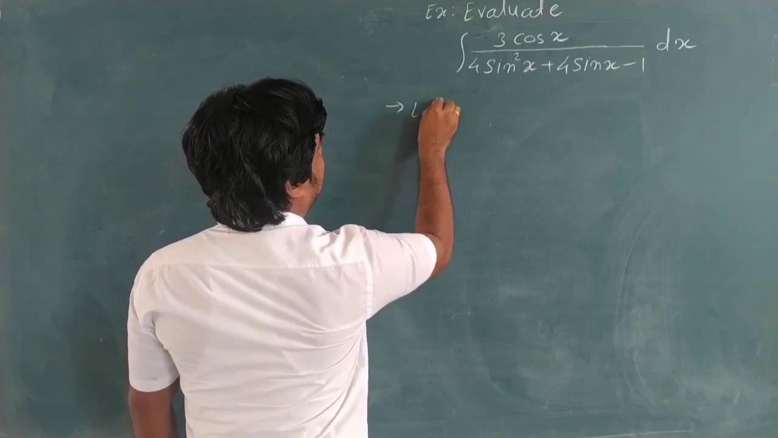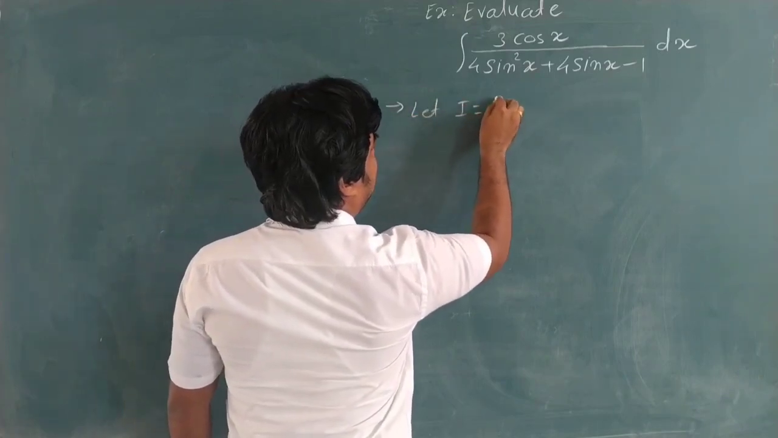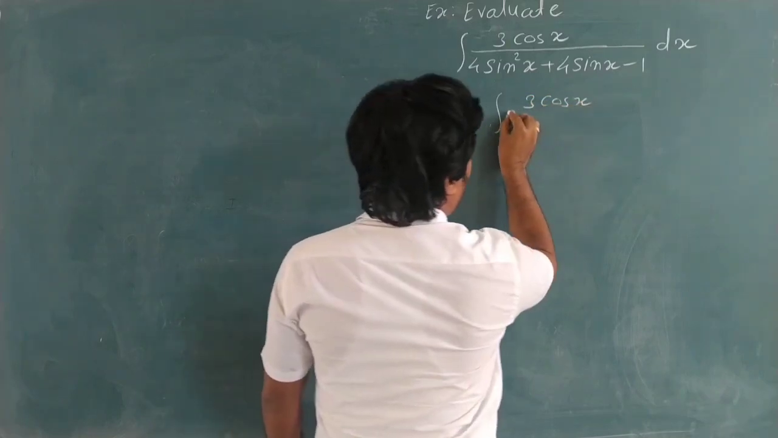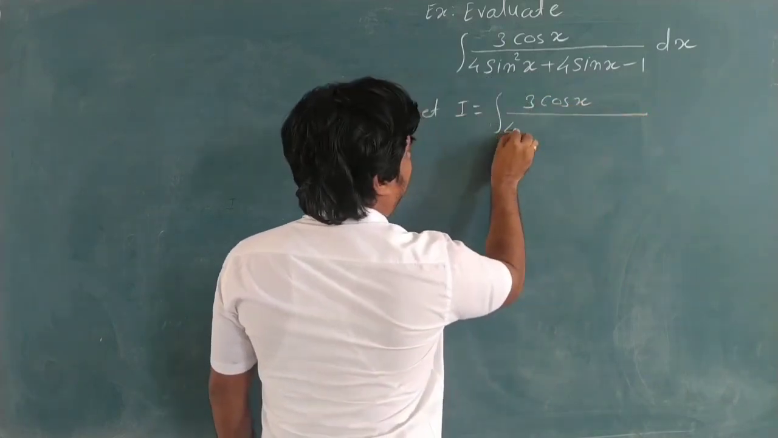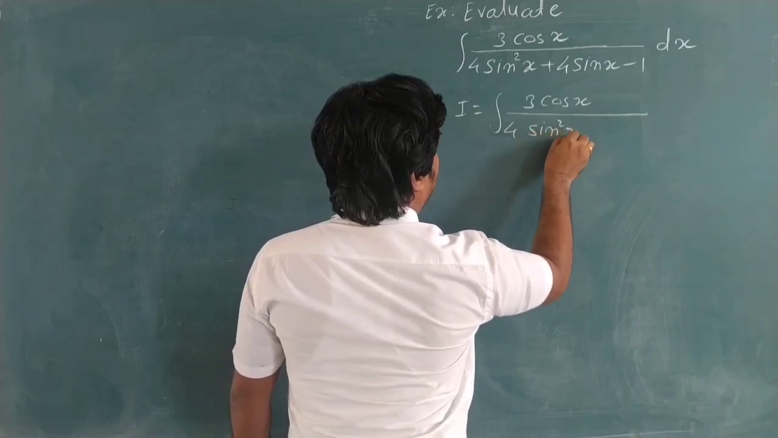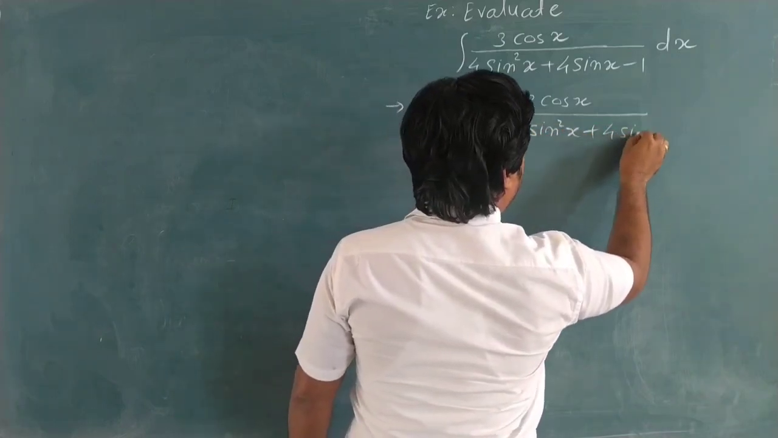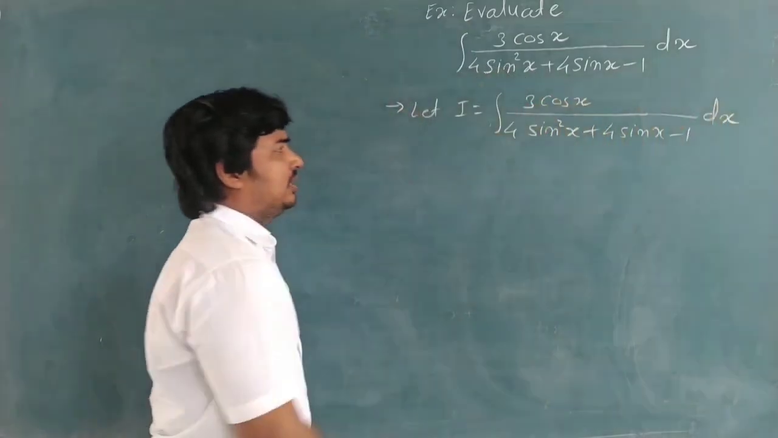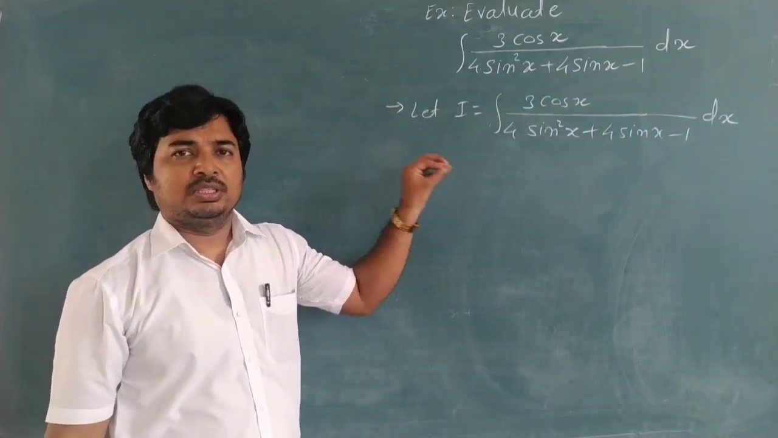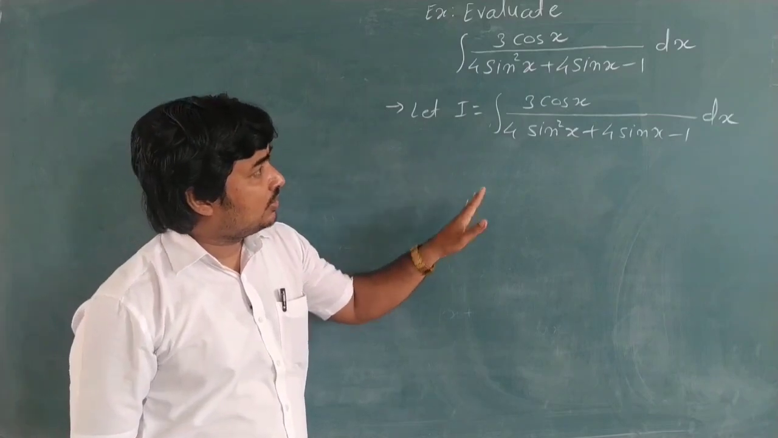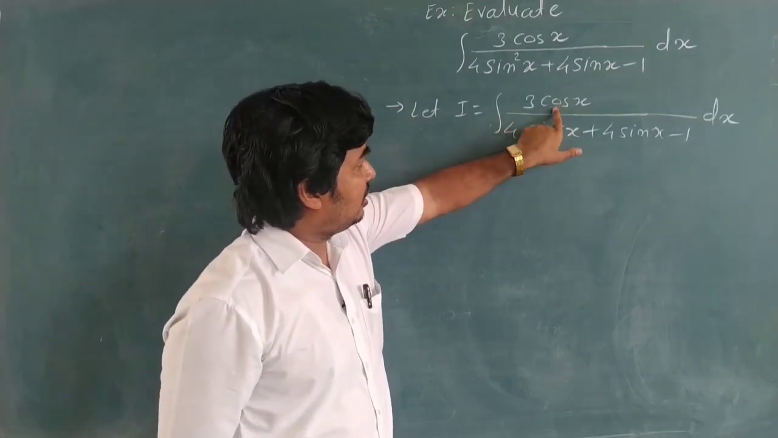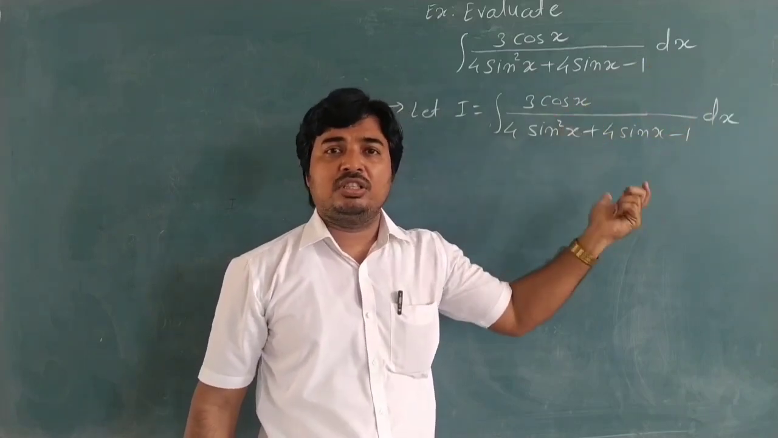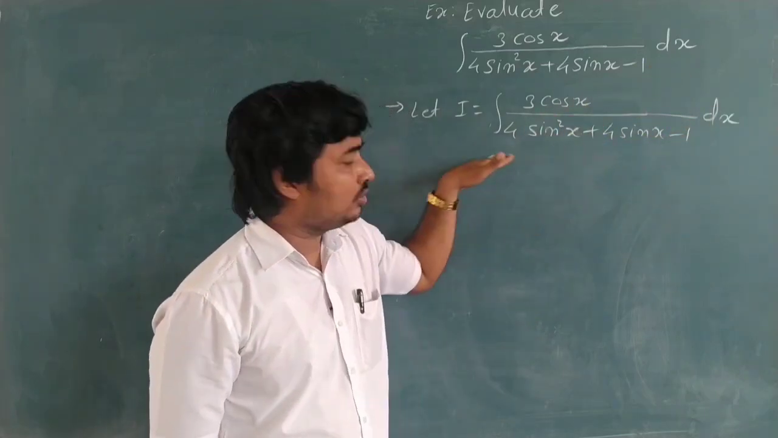Now here let I is equal to the integral of 3 cos x upon 4 sin square x plus 4 sin x minus 1 dx. Here this example is not in any of our types, so we check whether there is a substitution. Yes, cos x is a function which is multiplied with dx, and cos x is the derivative of sin x, and sin x is also there.